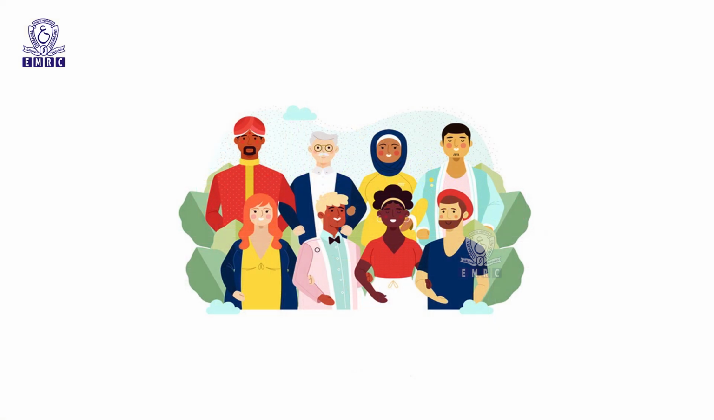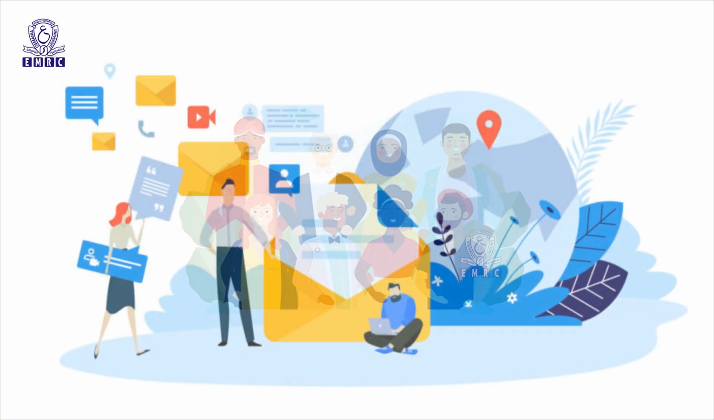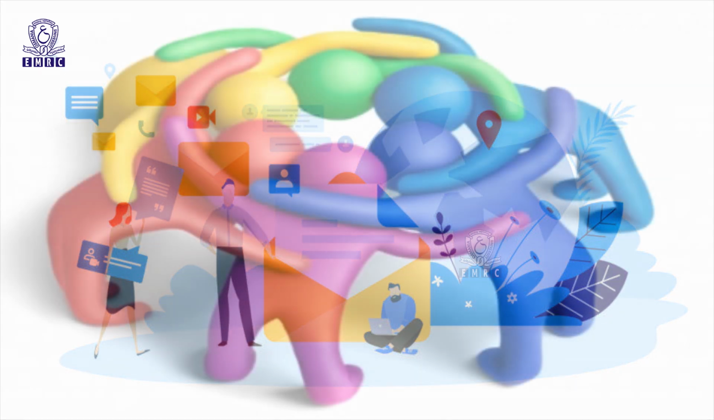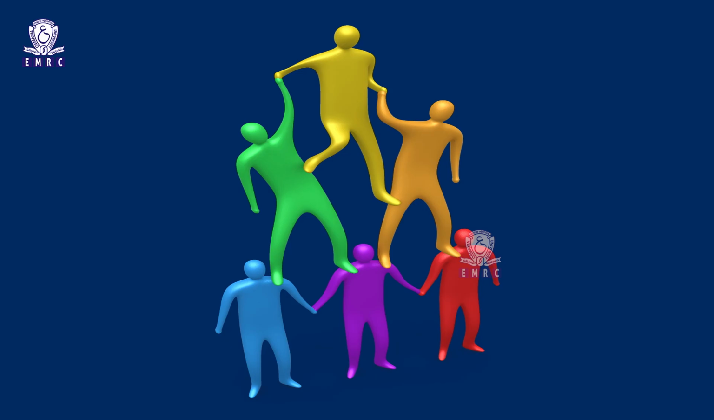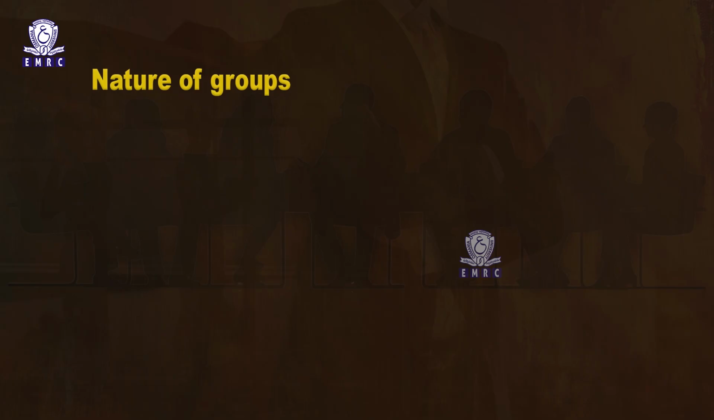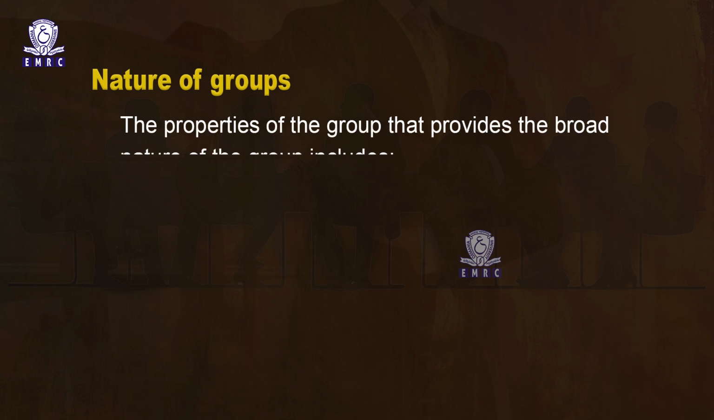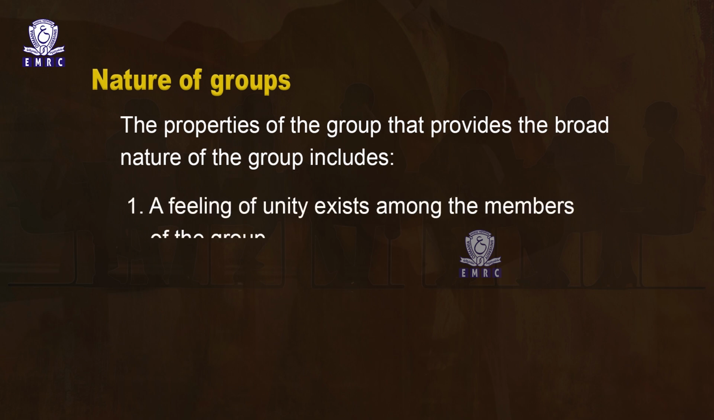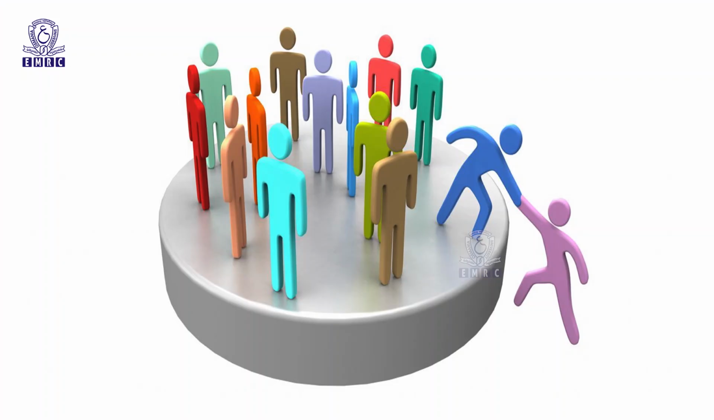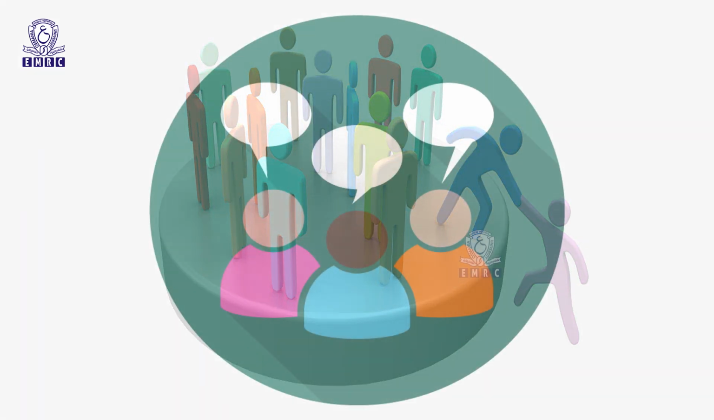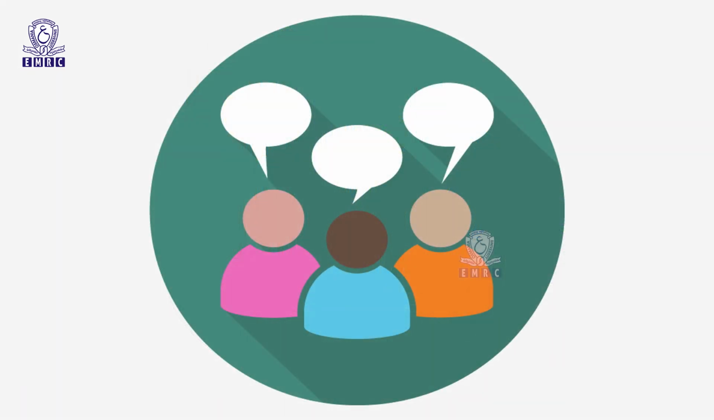Now, a group consists of a set of properties which helps in identifying the group type. Not all the qualities prevail in all types of groups. They may vary depending on the type of group. The properties of a group that provide the broad nature of the group include: the first one is a feeling of unity exists among the members of a group. And the second important point is members declare themselves as a group. The group members first have to declare, they have to announce, and they have to define that they are a group. So this is one of the major criteria for a group.